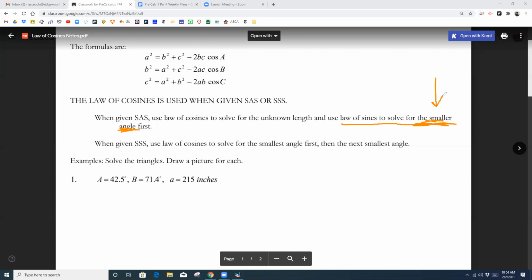Whenever you're doing the law of cosines to find that first side or angle, you'll never have any issues. But for that second angle, if you want to do the law of sines, find the smallest angle first. And I'll go over that for a specific example.